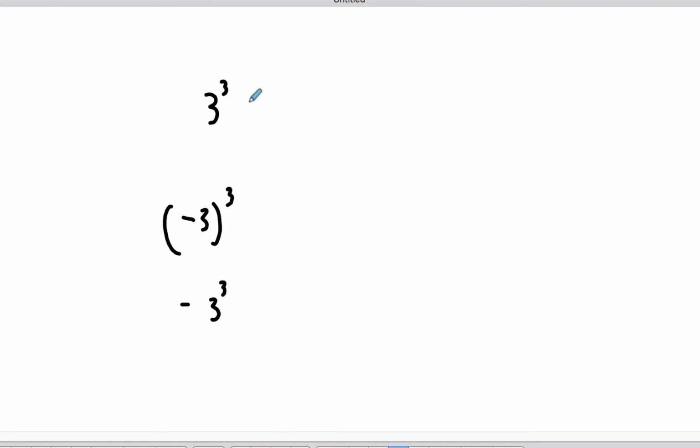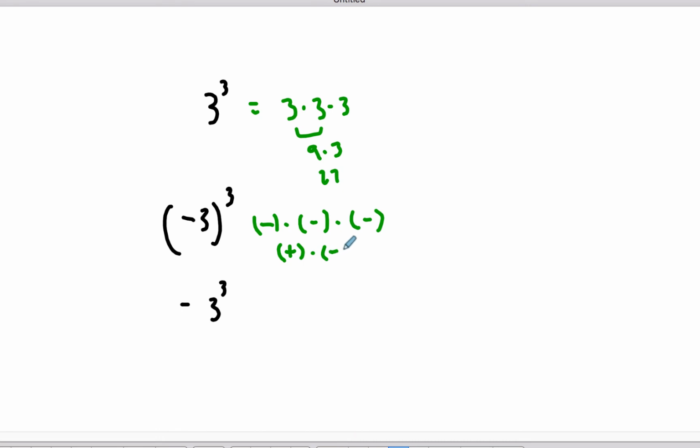Next one for you here, 3 cubed. That would just be the same thing as 3 times 3 times 3. And that, of course, is going to equal 27. Now this one will be the same result, except it's negative. And so we've got a negative times a negative times a negative again. You know, a negative times a negative is going to equal a positive. And then a positive times this last negative over here has to equal a negative. So this will be a negative 27 when it's all said and done.